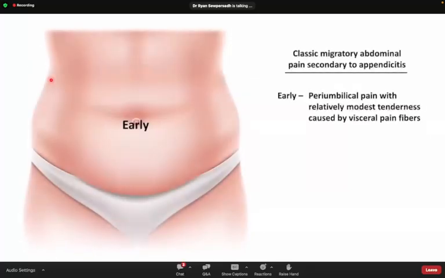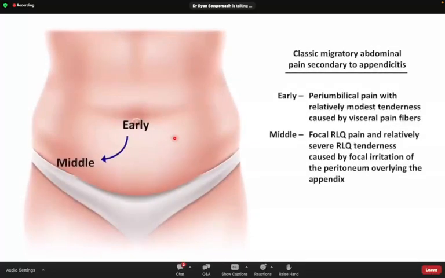Now, when it comes specifically to appendicitis, there is a classic migratory pattern to the pain. Early appendicitis, which triggers just visceral pain fibers, is first felt not in the right lower quadrant, but rather in the periumbilical area, where its actual location is kind of vague and not yet associated with tenderness, right? That's the early phase. In the next phase, as the peritoneum overlying the appendix becomes inflamed, the pain is now felt more in the right lower quadrant, as demonstrated, and is associated with significant tenderness.